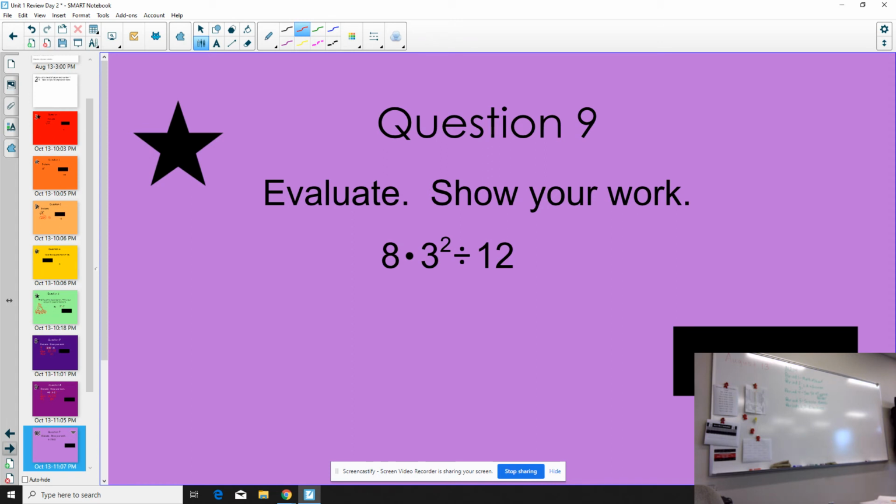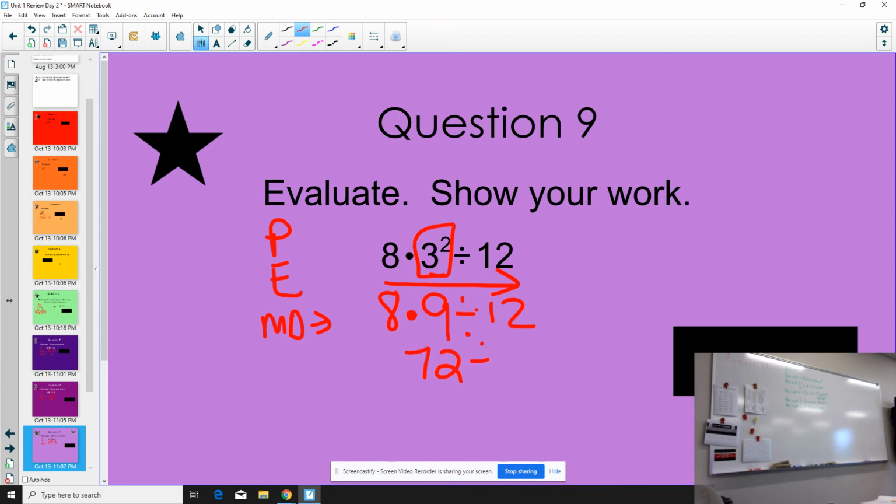All right, so PEMDAS is parentheses. I don't have any. Then exponents. Well, in this problem, I do have exponents. I have 3 to the second. 3 to the second is 3 times 3, 9. After I do my exponents, I multiply and divide from the left to the right. So if I copy down the rest of my problem, 8 times 9 and divided by 12, I notice I have multiplication and division. I have to go left to right. I'm going to start like I'm reading a sentence and do 8 times 9 to get 72. Then 72 divided by 12 is 6. Check and see if you got 6.